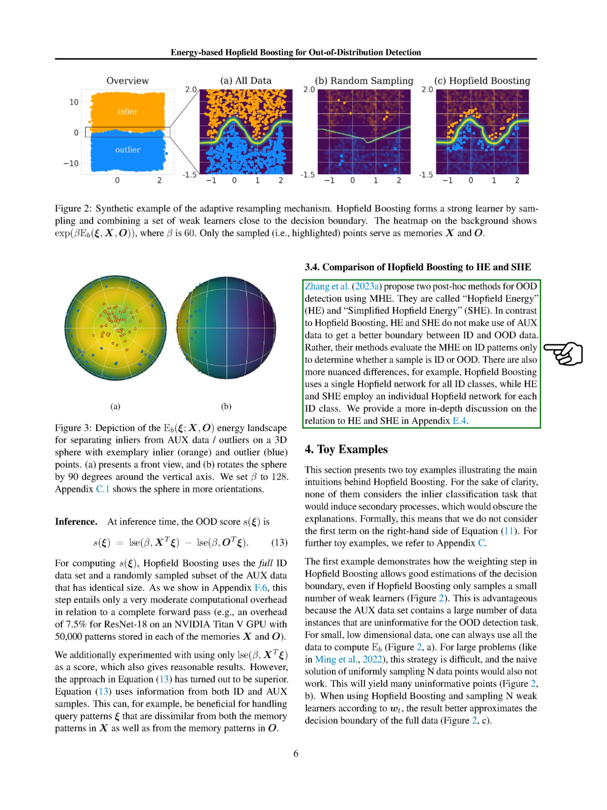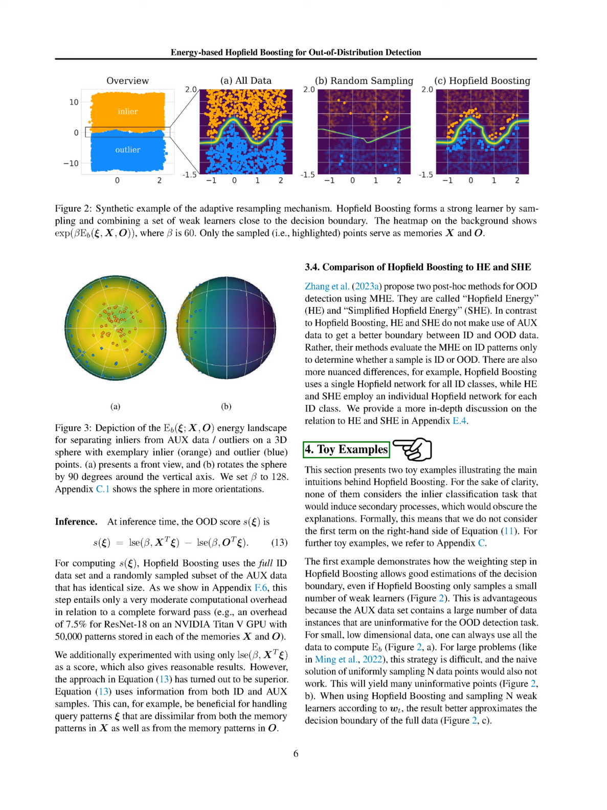We also compare Hopfield Boosting to two other methods, HE and SHE, which do not utilize AUX data for improving the boundary between ID and OOD data. Instead, they evaluate the MHE on ID patterns only to classify samples as ID or OOD. There are subtle differences between the methods, such as the number of Hopfield networks used for different ID classes.